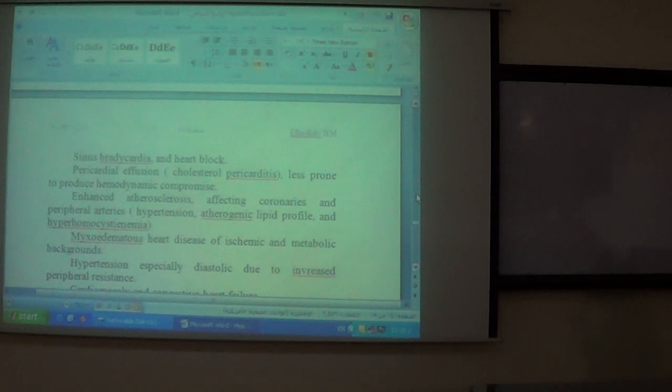Enhanced atherosclerosis affecting the coronary and the peripheral arteries occurs because of the presence of hypertension, atherogenic lipid profile, and hyperhomocysteinemia. Myxedema heart disease may be related to an ischemic background or a metabolic background. Both factors may interplay to produce myxedema heart disease, meaning cardiomyopathy and heart failure in advanced cases.